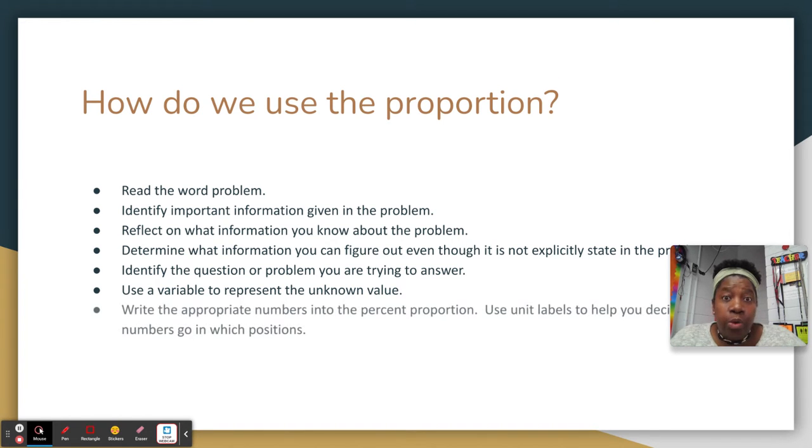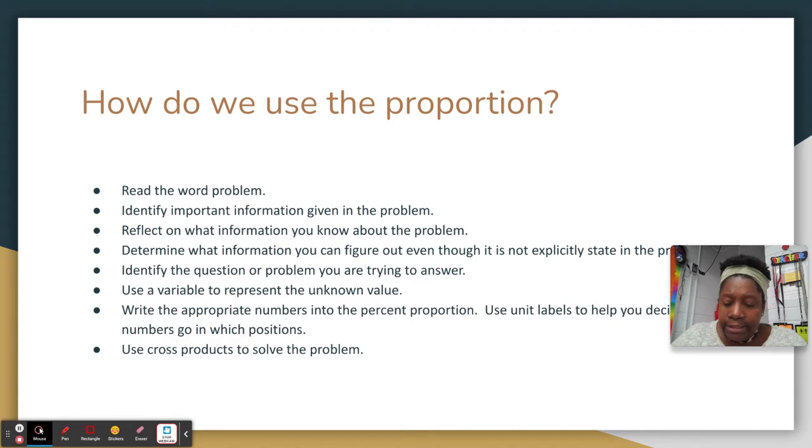And then we're going to write the appropriate numbers into the percent proportion. And you'll notice that after the numbers, I'm putting unit labels, and that's going to help you decide which numbers go in which positions. It is very important that your unit labels are lined up. If you have different labels next to each other, then something's probably wrong with your proportion. And finally, we're going to use cross products to solve the proportion. Remember, you can also use scaling, but most of these problems are going to be too difficult to scale, so you're going to want to use cross products.